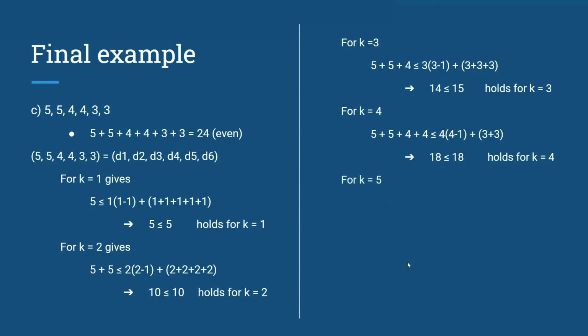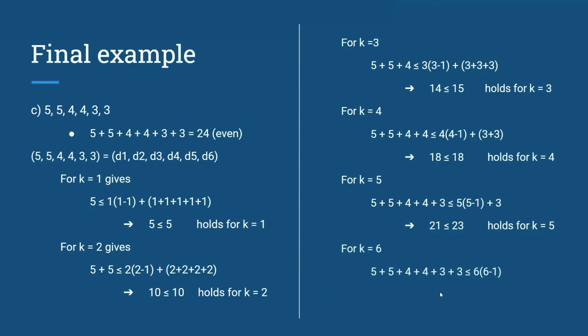For k equals 5, same thing: 5 plus 5 plus 4 plus 4 plus 3 is less than or equal to 5 times (5 minus 1) plus 3, which comes out to 21 is less than or equal to 23, and holds for k equals 5. And lastly, for k equals 6, we get 5 plus 5 plus 4 plus 4 plus 3 plus 3 is less than or equal to 6 times (6 minus 1), which comes out to 24 is less than or equal to 30, which holds for k equals 6. Hence, all conditions are met. This is a graphic sequence.